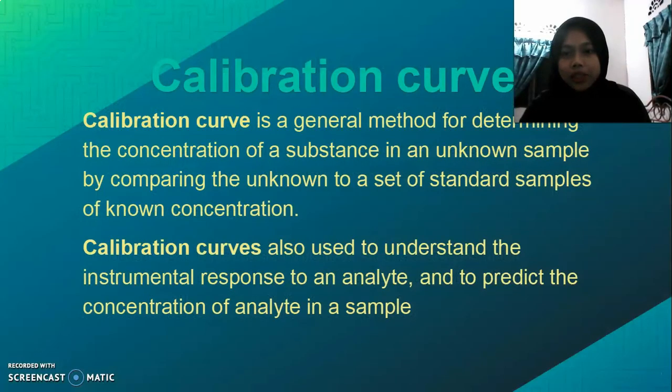Next is the calibration curve. Calibration curve can be defined as a general method for determining the concentration of a substance in an unknown sample by comparing the unknown sample to a set of standard samples of known concentration. So calibration curve can also be used to understand the instrumental response to an analyte, and can predict the concentration of analyte in a sample.